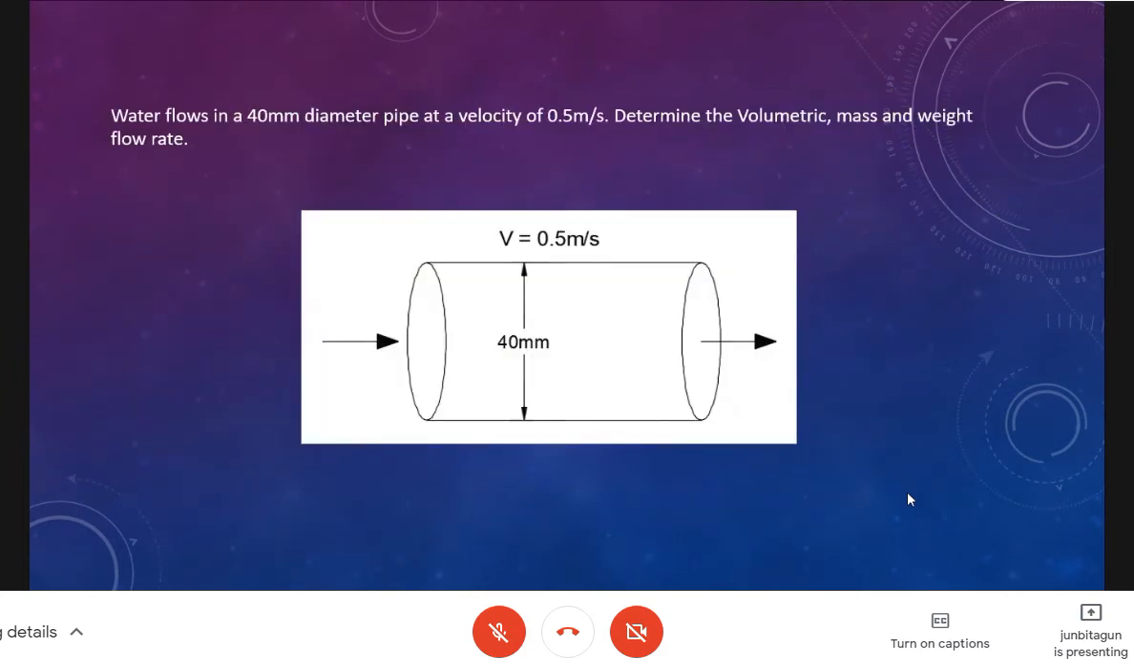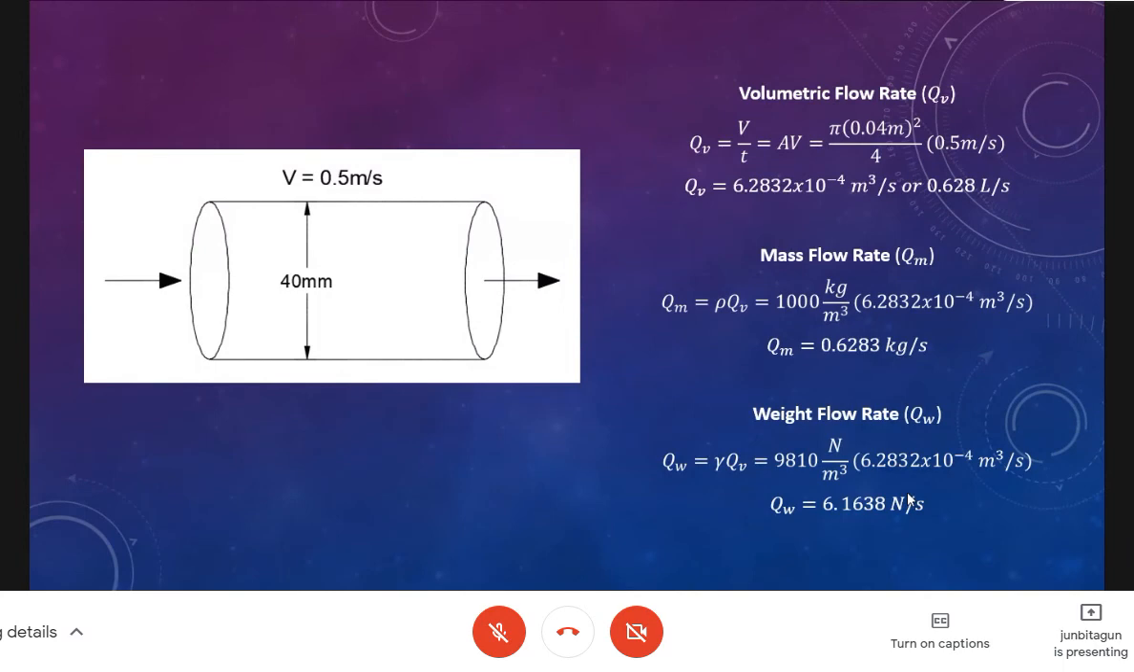Okay, so here, for flow rate: water flows in a 40 mm diameter pipe at a velocity of 0.5 meters per second. Determine the volumetric, mass, and weight flow rate. First, the volumetric flow rate. It's just easy. It would be the volume over time. But we can get another equation for this one. It would be the area times velocity.